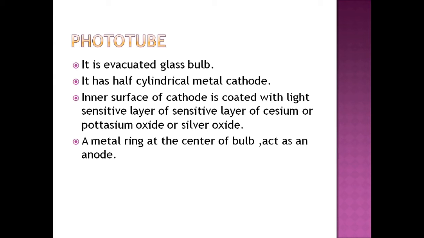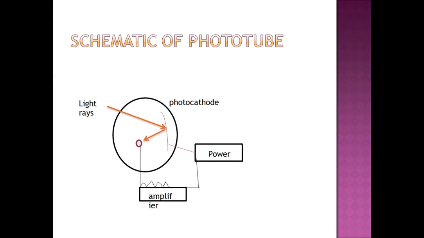A metal ring at the center of the bulb acts as an anode. Okay, this is a schematic of a phototube. A metal ring at the center of the bulb acts as an anode.